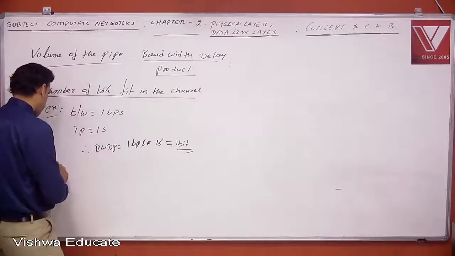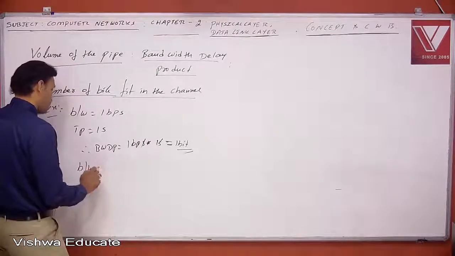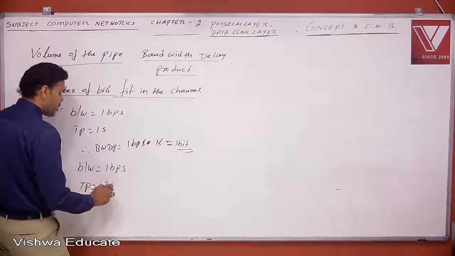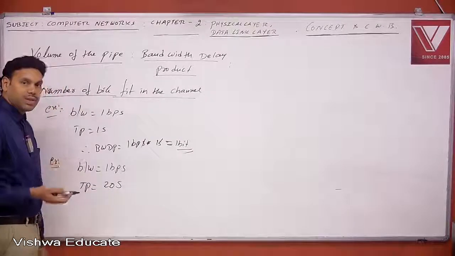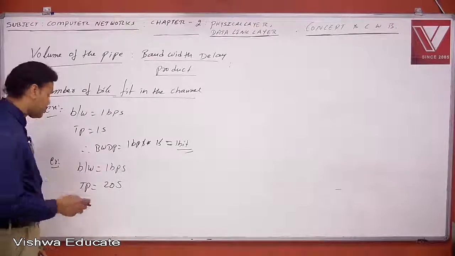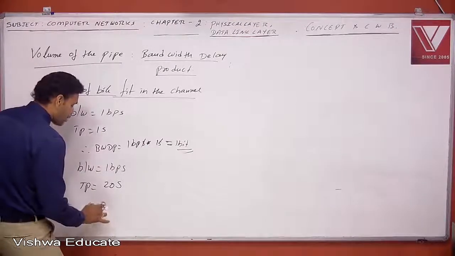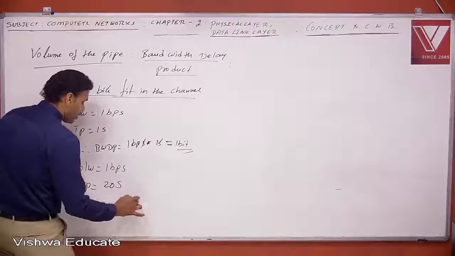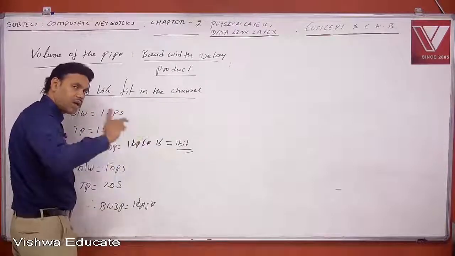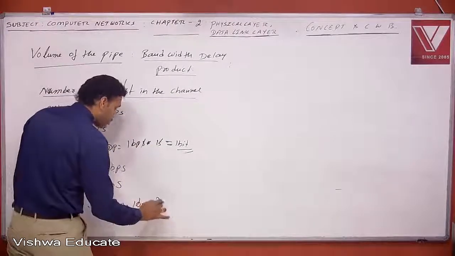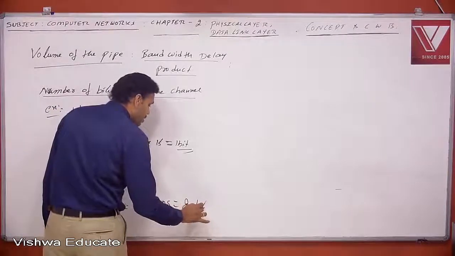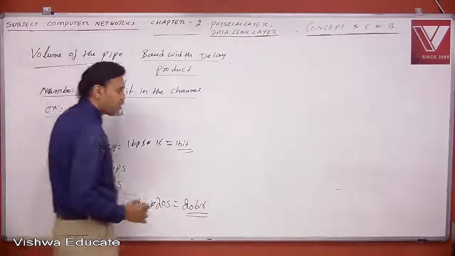If I am saying the same parameters, bandwidth is equal to 1 bit per second and Tp is equal to 20 seconds. Now Tp is increased. Why is Tp increased? Because distance is increased. Now what is your bandwidth delay product here? 1 bit per second, and that bit takes 20 s to make a physical journey from one end of the media to the other end of the media. So it is 20 s. Therefore how many bits do you have? 20 bits in the pipe. Therefore, what do you understand?